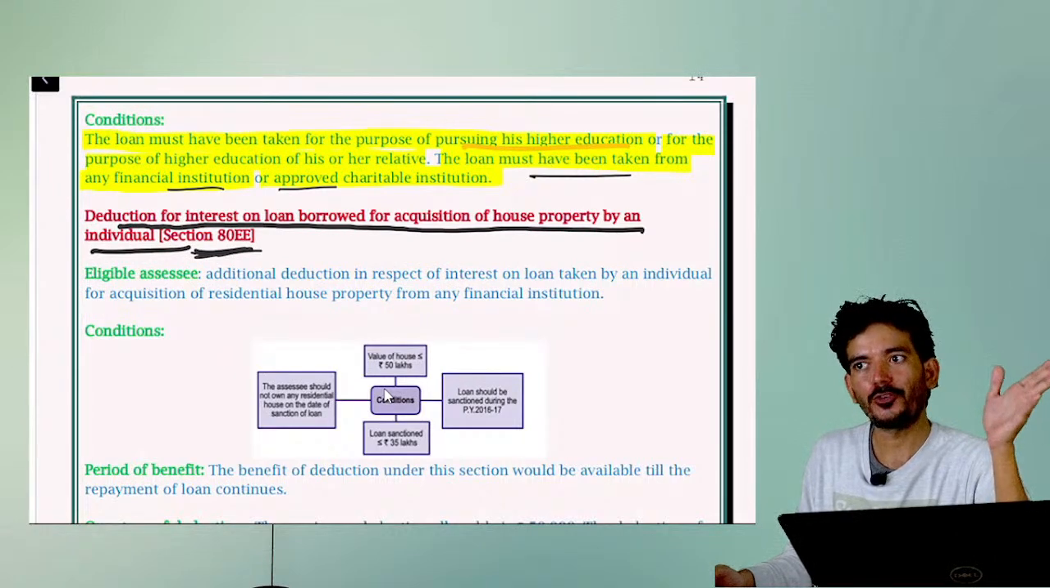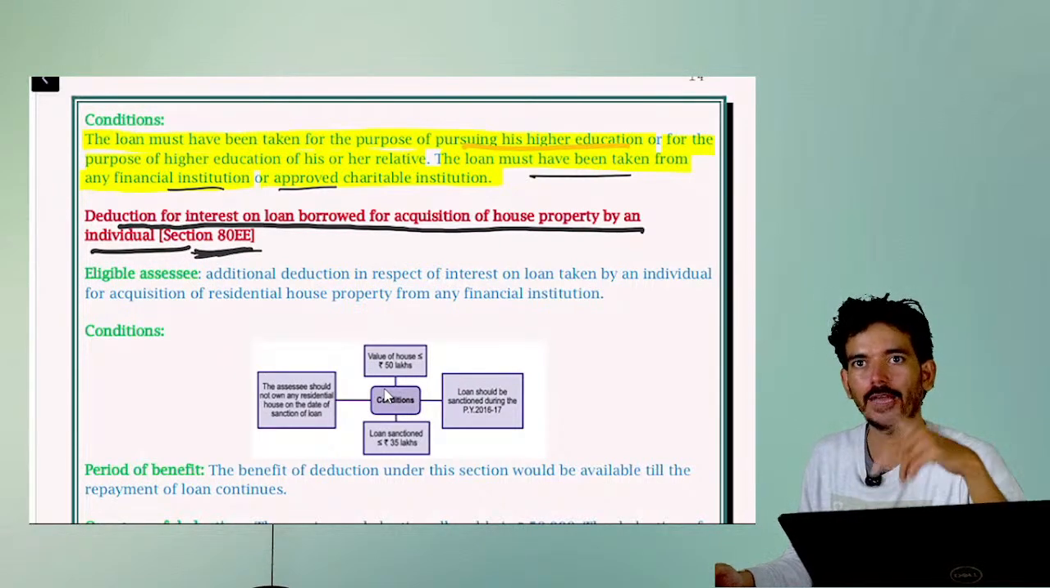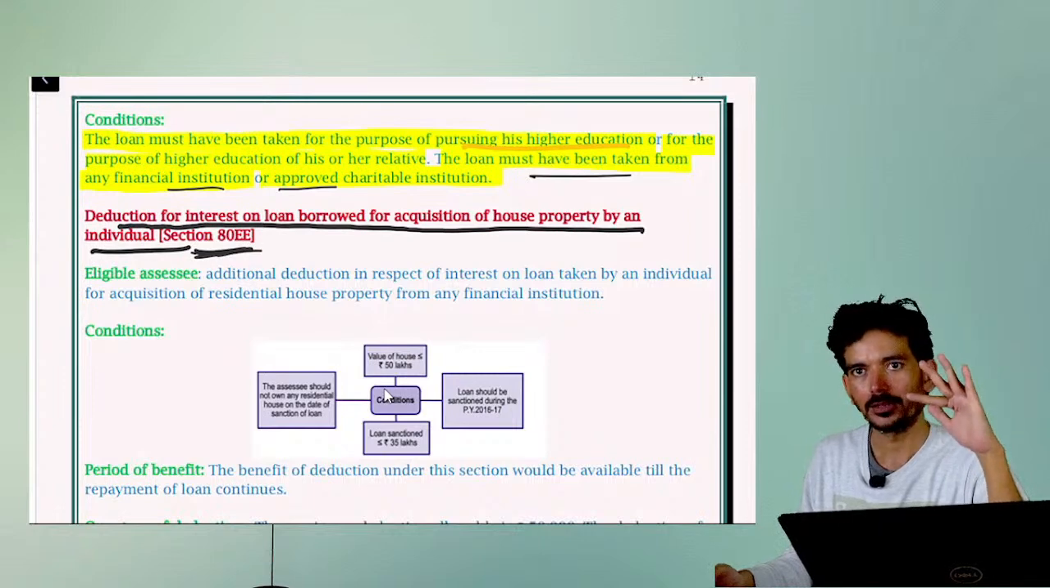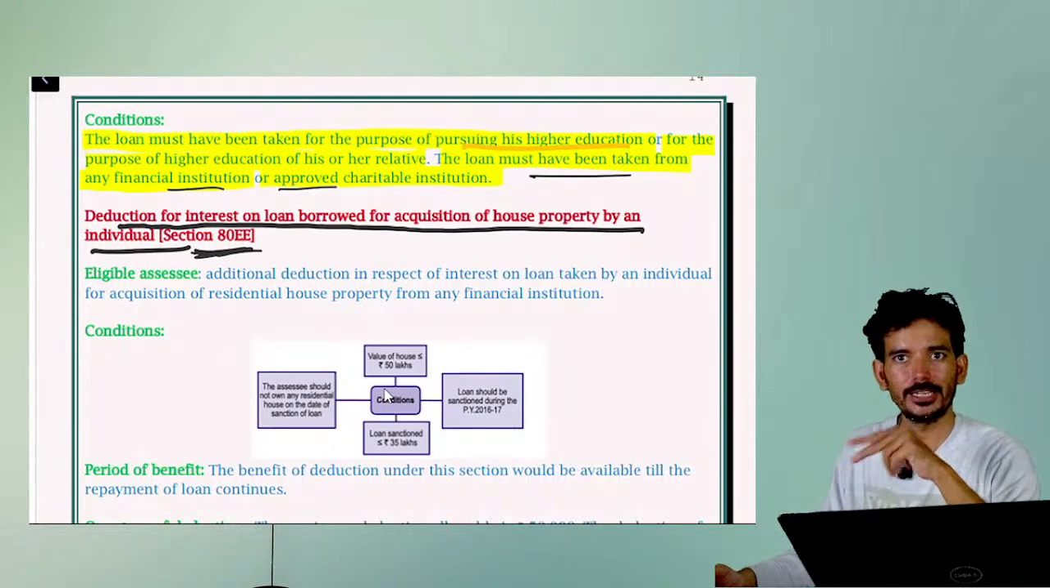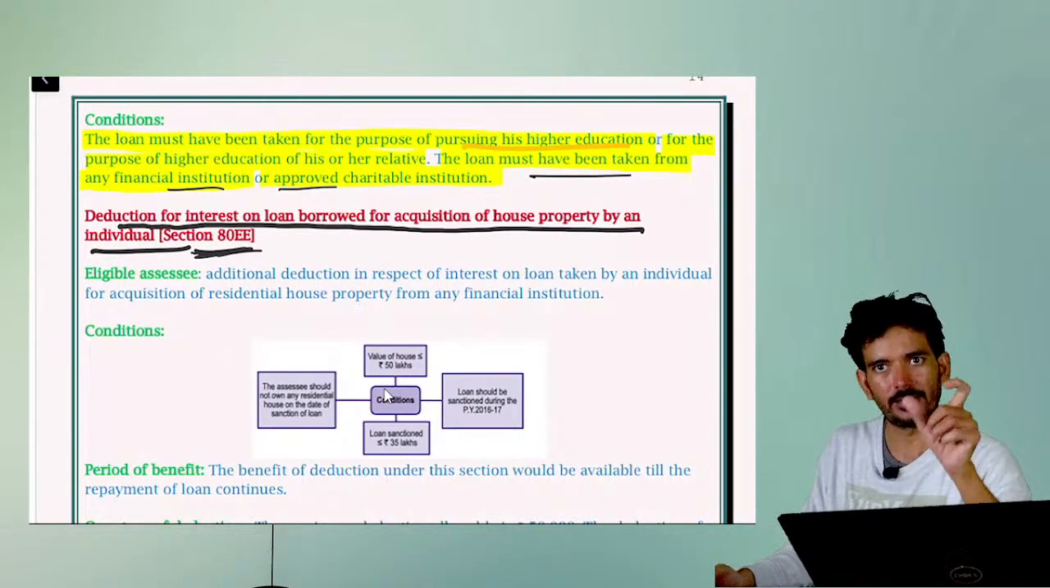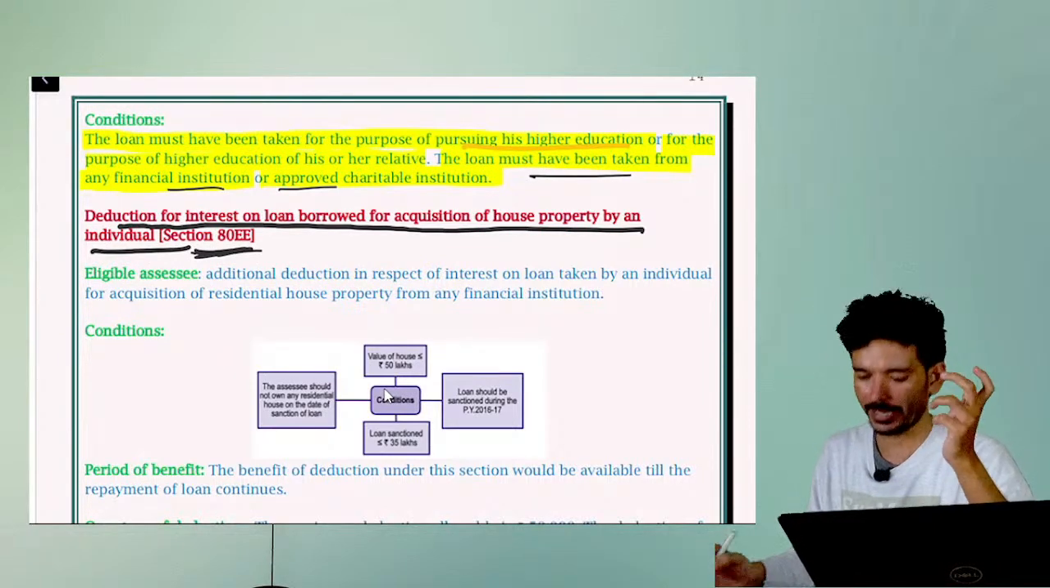But if you are paying more interest than 2 lakh, assuming you are paying 2.5 lakhs, 2 lakhs you will claim under 24B and 50,000 you will claim under 80EE. 80E is for education interest. 80EE is for house property interest.